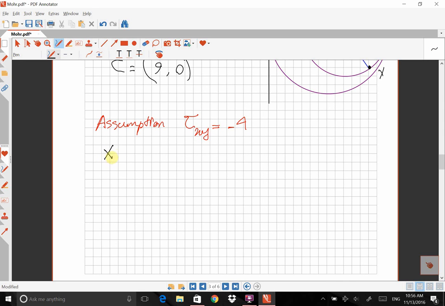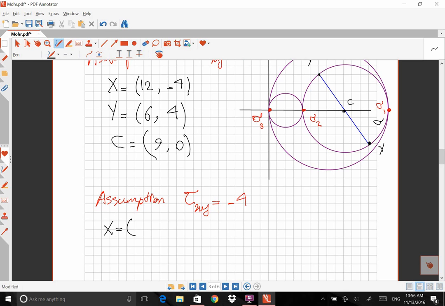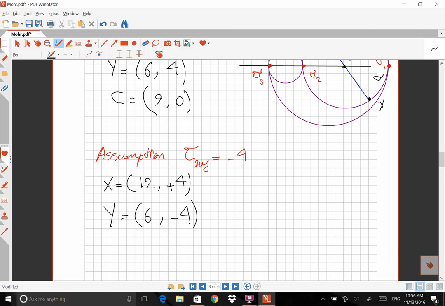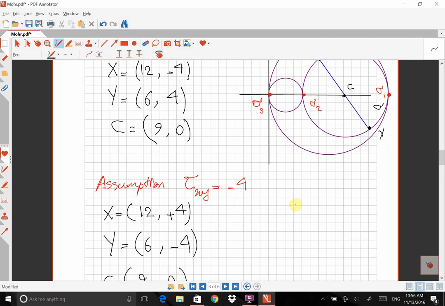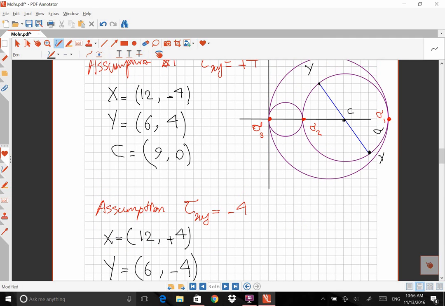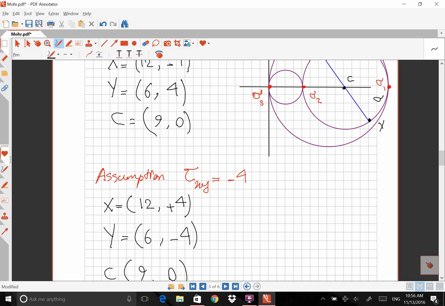Okay, my x in this case will be at 12, that was positive here, in this case that's, that was negative here, in this case that's positive. My y will be 6 minus 4, and the center will be 9, 0. Okay, I don't want to draw another one, I just want to show those points like here. So that's my x, I'm gonna call that one x bar, y bar, and c bar. Okay, I want to show those points in this one.